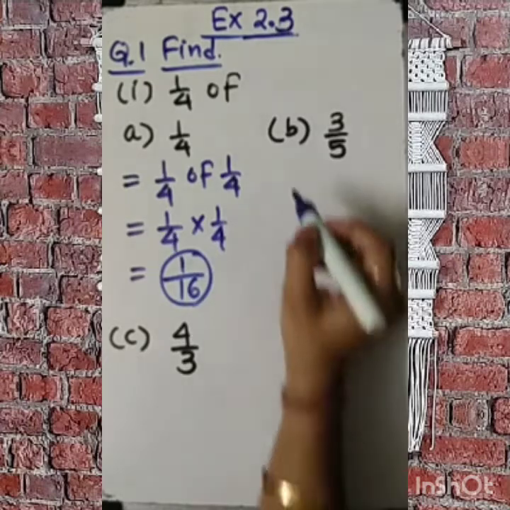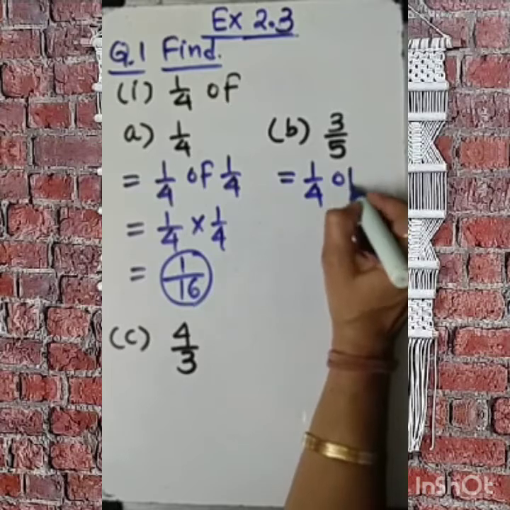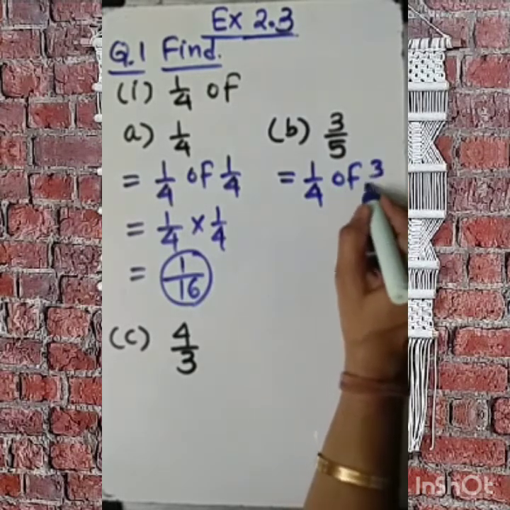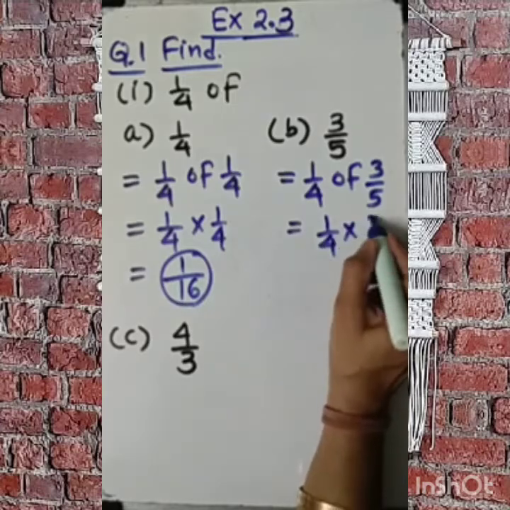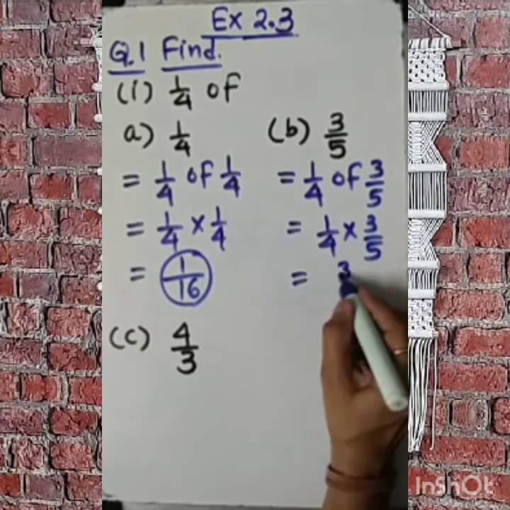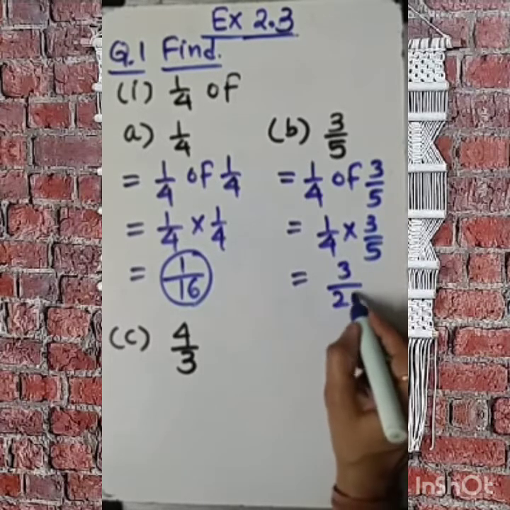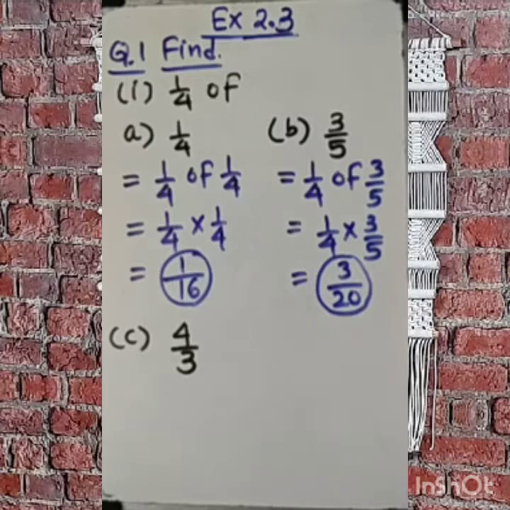Clear? Same procedure we are applying here. 1 by 4 of 3 by 5. So I need to write 1 by 4 into 3 by 5. So in numerator 1 3 ja 3, 4 5 ja 20. So the answer is 3 by 20, and again it's a proper fraction.